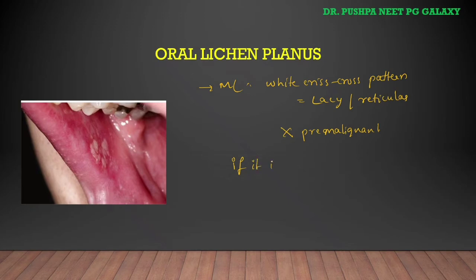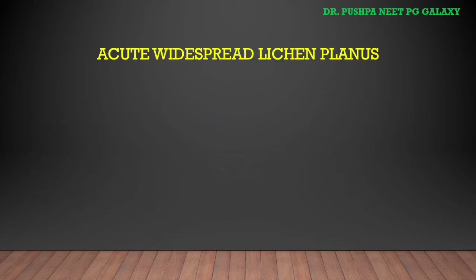If it is ulcerated, there is chance of oral cancer. The white crisscross pattern does not have pre-malignant potential, but ulcerative oral lichen planus carries a risk of oral cancer. Next one is acute widespread lichen planus. There are sudden widespread eruptions on the skin.